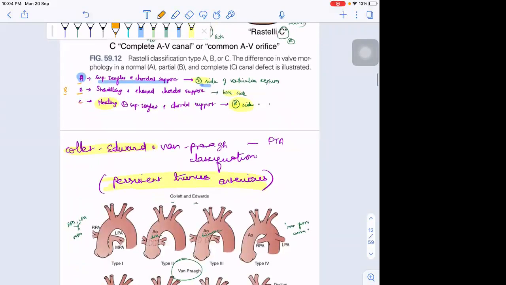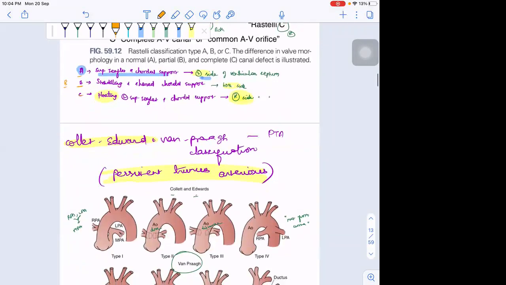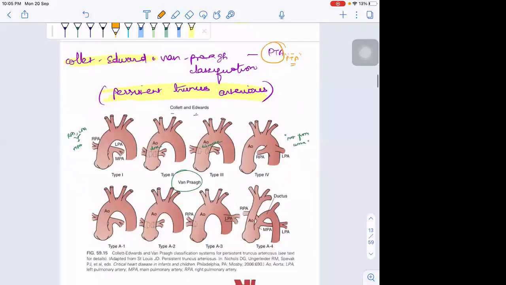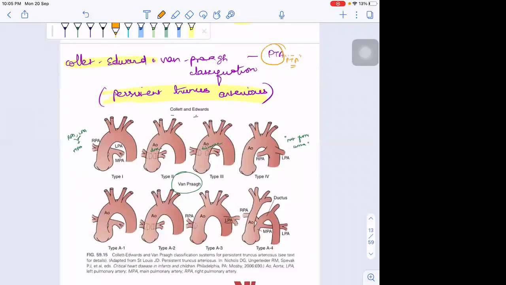Next, just remember the term itself. This is the Collett, Edwards, and Van Praagh classification for persistent truncus arteriosus. PTA is persistent truncus arteriosus. Remember the names: the Collett and Edwards classification and the Van Praagh classification are for persistent truncus arteriosus. Going deeper into the Collett and Edwards classification, the truncus arteriosus is related to the pathology of the pulmonary artery. So what are type 1, type 2, type 3, and type 4?